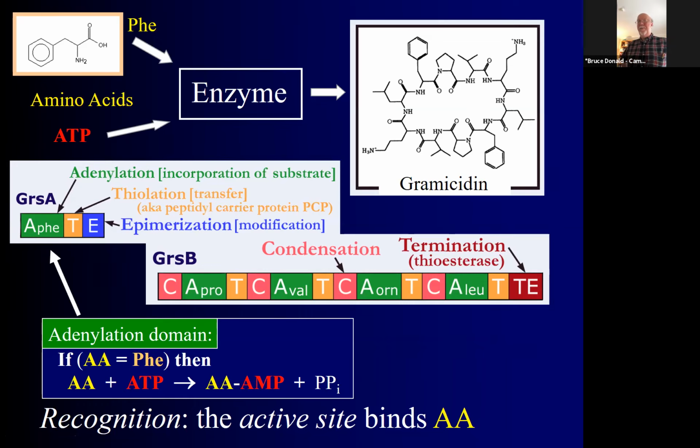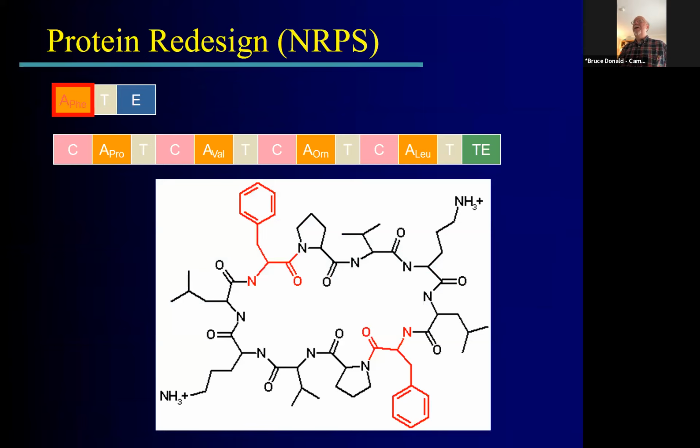Have a combinatorial factory to make these using the same natural enzymes that make these in fungi, bacteria, and other small protists. So the idea would be something like this. Here's our natural modules. There are two modules here, GRS-A, GRS-B, for gramicidin synthetase. Here's a phenylalanine adenylation domain. What if we change that to adenylate a different substrate?